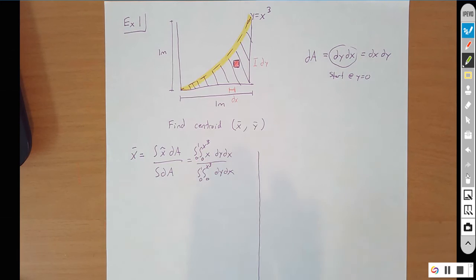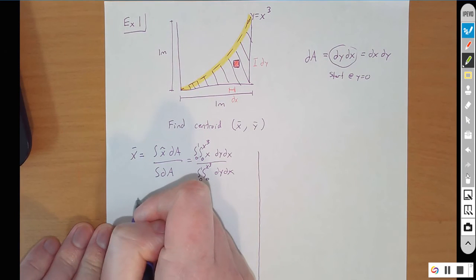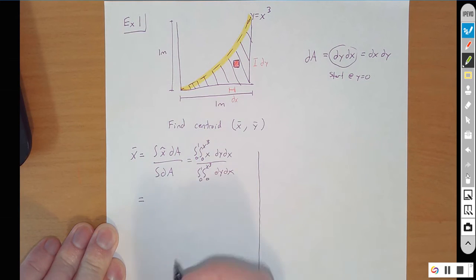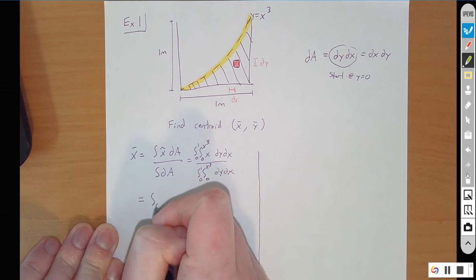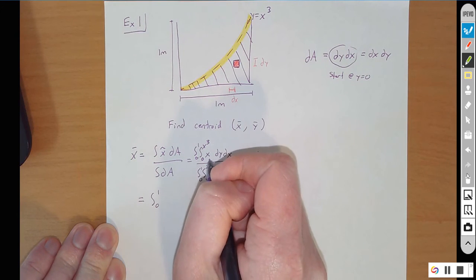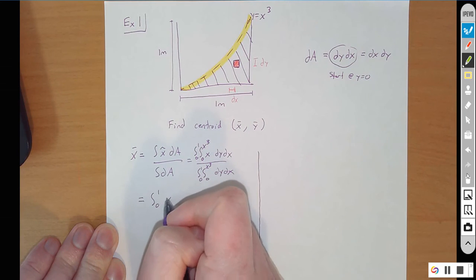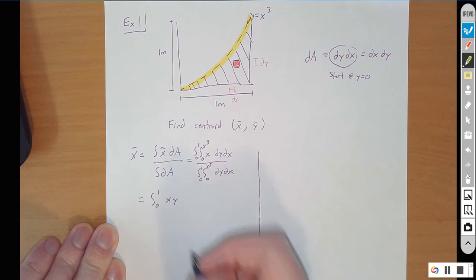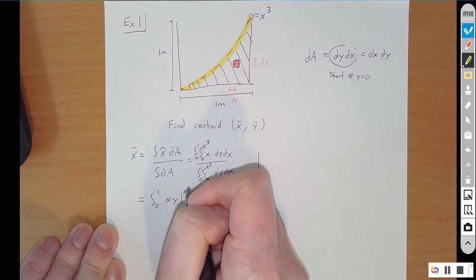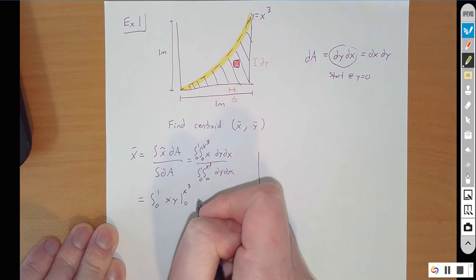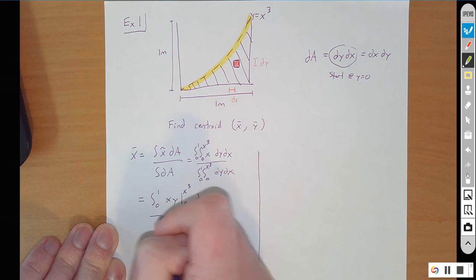And then hopefully you remember how to do your integrals. So we'll integrate this so that we're going to be left with a 0 to 1. We're going to get x, and now we're integrating with respect to y. So y is going to pop out of this. We're going to evaluate this from x to the third to 0.